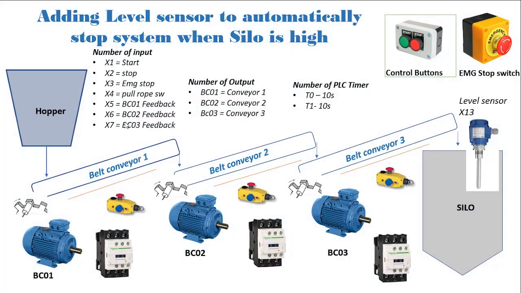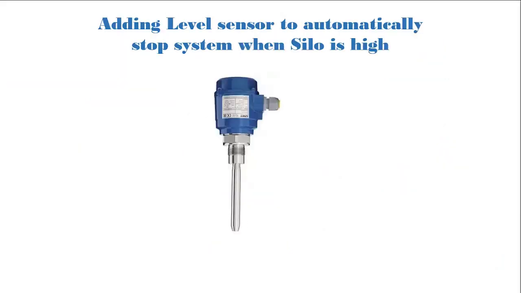In the last video we added our final thing, which is the mode selection and then overload detection to our conveyor project. Today we'll be adding a level sensor. Okay, so why do we need a level sensor? Basically, it will help us automate our system so that the system will automatically stop when the silo level is high.